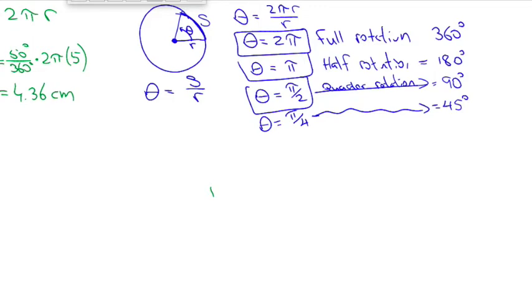Pi over 8? That's half of 45 degrees. Oh, no, I'm saying pi as being 3.14. Oh, that's what I was thinking of.